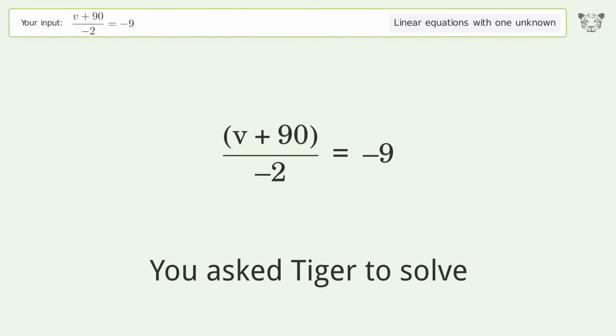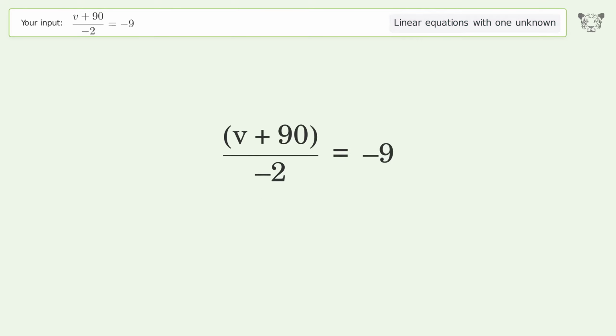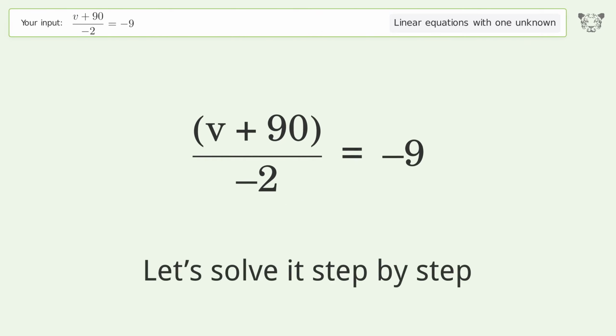You ask Tiger to solve. This deals with linear equations with one unknown. The final result is v equals -72. Let's solve it step by step.